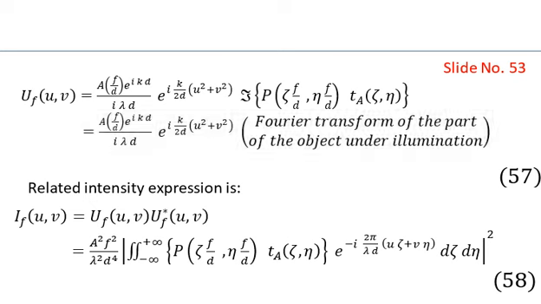That is, some exponentials before it, multiplied by the Fourier transform of the part of the object under illumination. This is not the Fourier transform of the whole object, but due to the multiplication by the pupil function, we have used the words that this is the Fourier transform of the part of the object under illumination, not the full object but the part of the object.